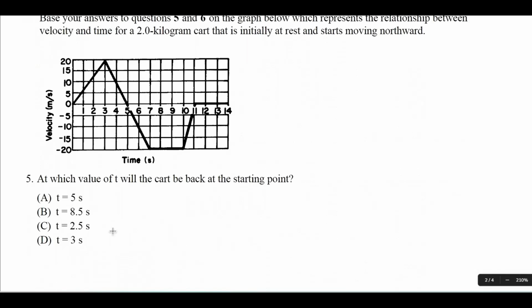Here's the next one. Pause here, work it out yourself. I'll go in a second. All right, this one's a little bit on the trickier side. It wants to know at which value of t will the cart be back at its starting point. Now, this is a velocity graph. So back at the starting point basically means that the displacement ends up being equal to 0, or the final position is equal to 0.